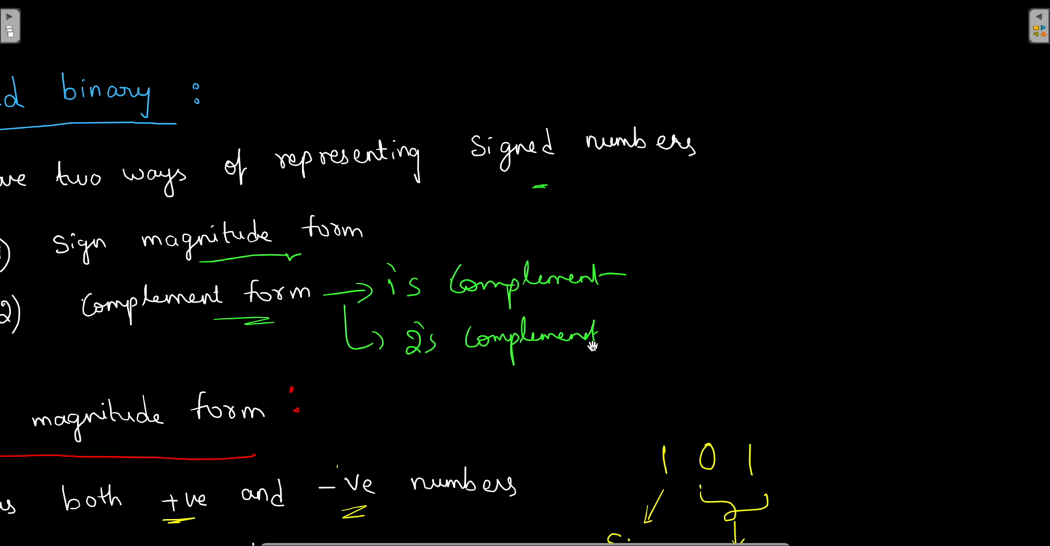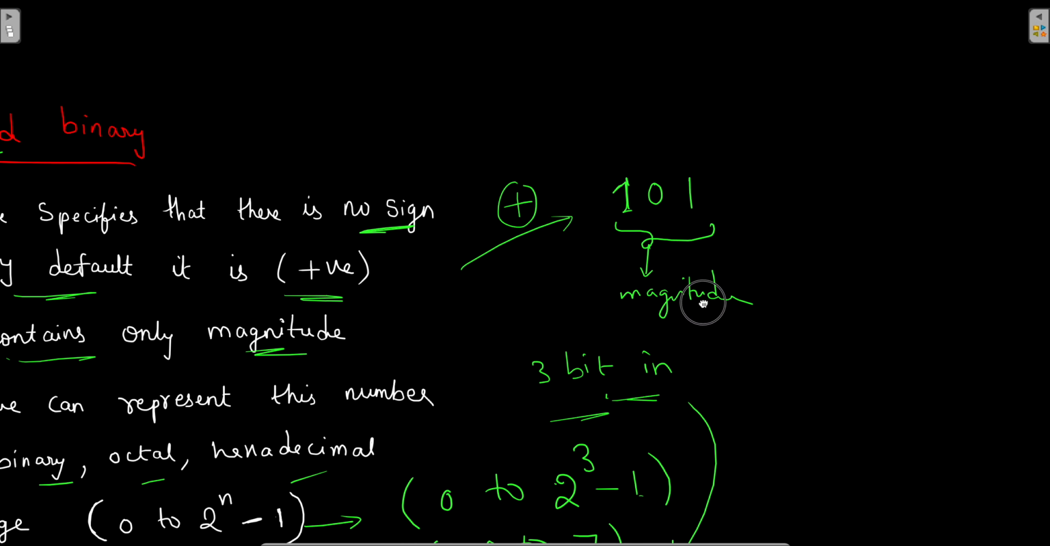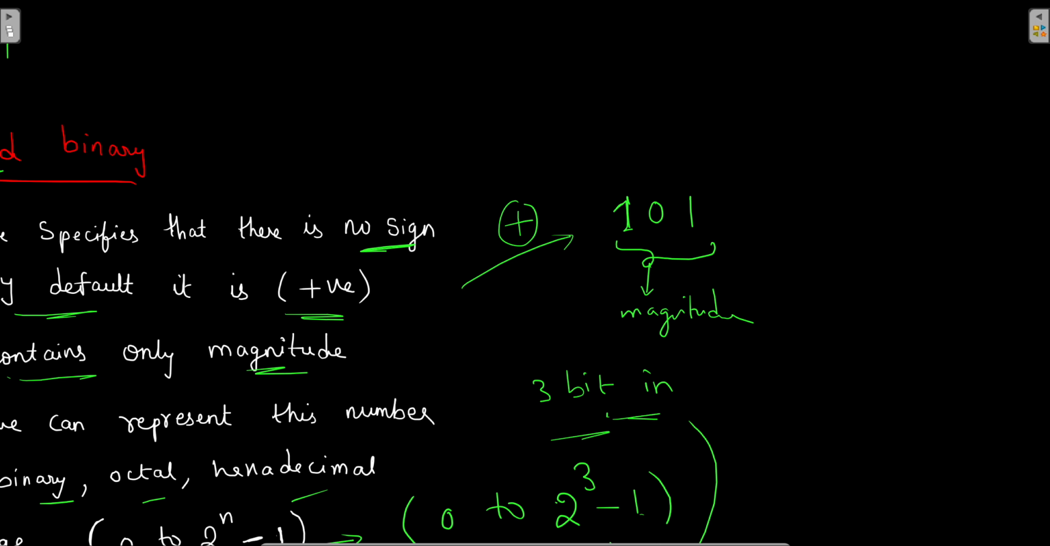For the previous case, 101 is considered totally as magnitude. The positions are 1, 2, 4, so 4 plus 1 is 5. By default we consider it plus, so this value is plus 5.